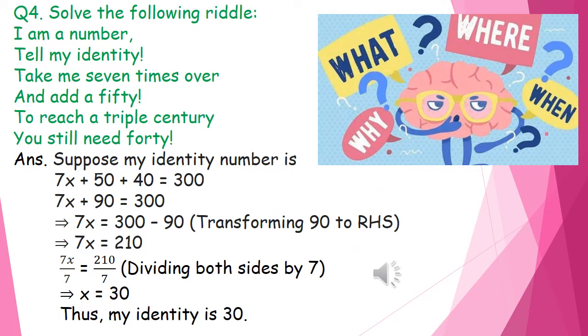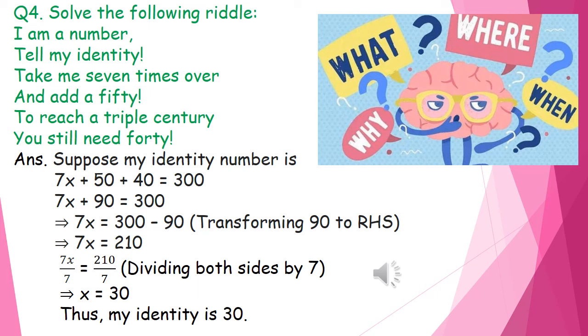Question number 4. Solve the following riddle. I am a number. Tell my identity. Take me 7 times over and add a 50. To reach a triple century, you still need 40. Suppose my identity number is x. So 7 times, that means 7x plus 50 plus 40, that will be equal to triple century, that is 300. So 7x plus 90 will be equal to 300.